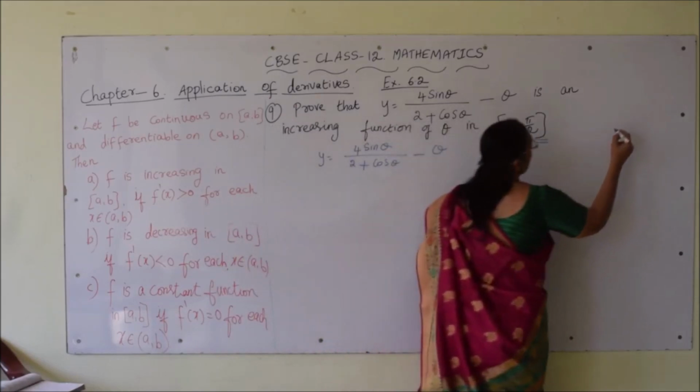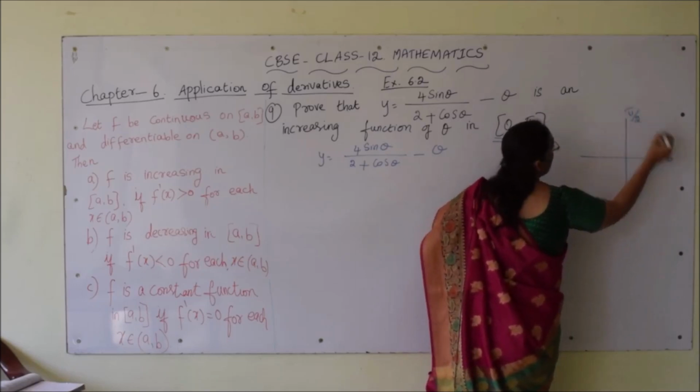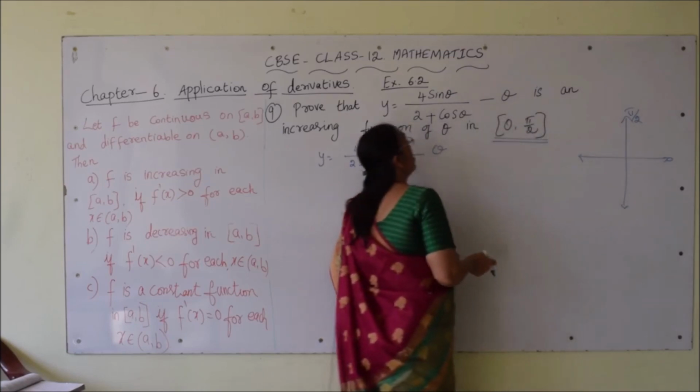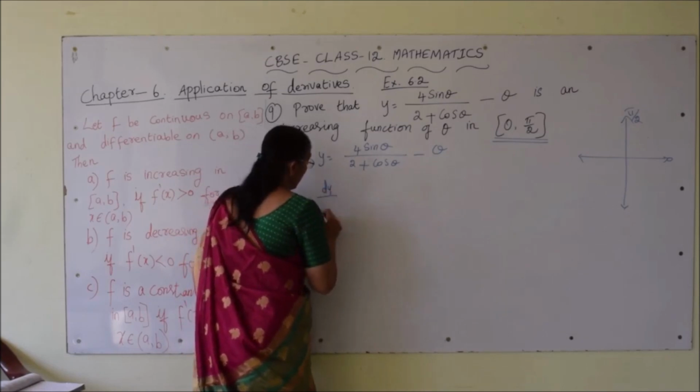So, in the interval 0, pi by 2, that is nothing but the first quadrant. So, you should show that in the first quadrant the function is always increasing. So, first do dy by dx. So, our differentiation is here.